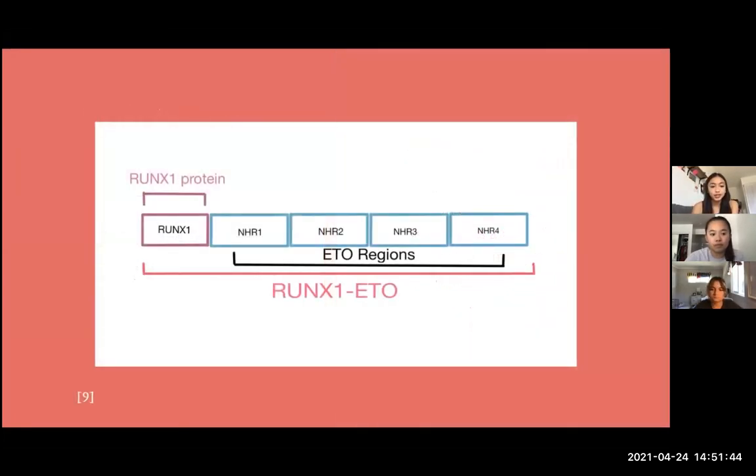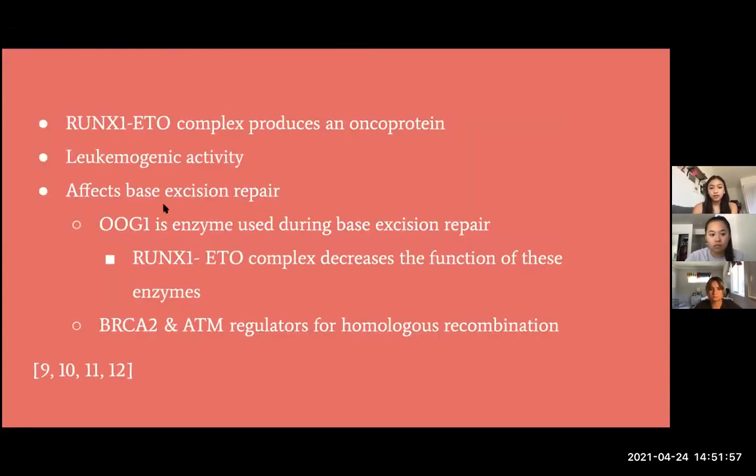So this picture right here just shows the 4 nervy homologous regions that ETO provides for RUNX1. Together, it creates a RUNX1-ETO complex. So the RUNX1-ETO complex produces an oncoprotein, and oncoproteins cause modifications in healthy cells and transform them into tumor cells. With this being said, the RUNX1-ETO complex is a big reason for the onset of leukemia.